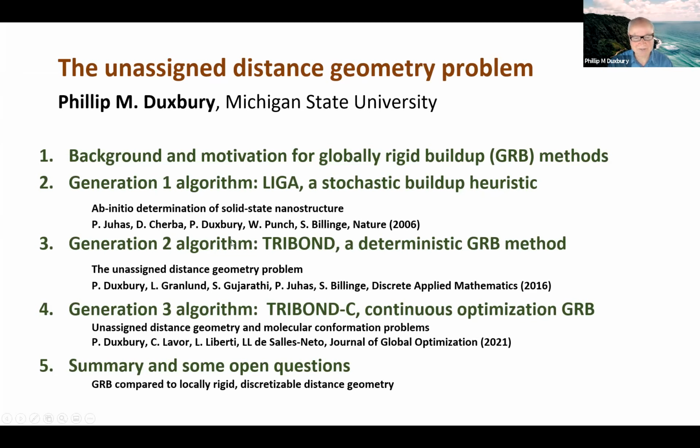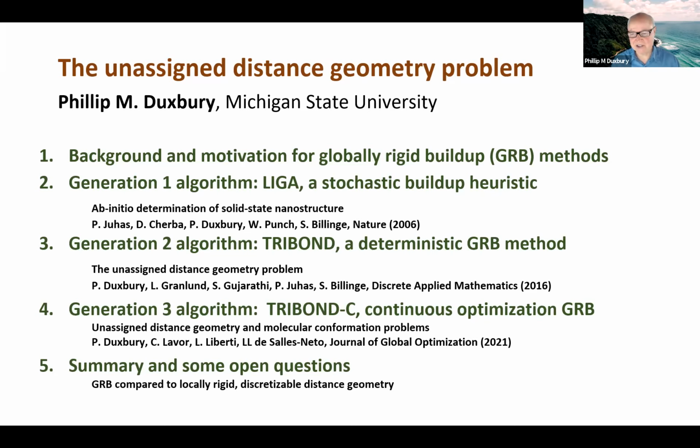And so the second generation algorithm, Tribond, is an attempt to handle problems where there's a very large number of distinct distances. In both the experiments in Liga and in Tribond, we're focusing on globally rigid buildup. And that's the case that Leo mentioned. But the difference is that we're working always with these unassigned problems.